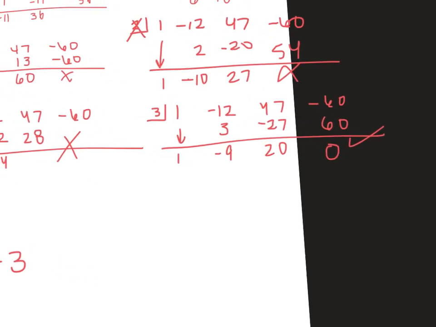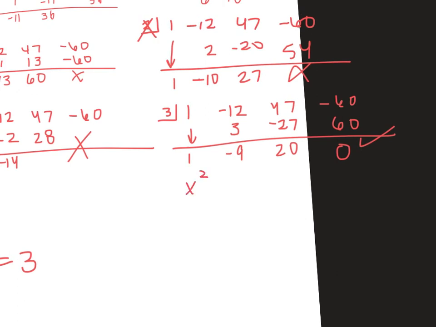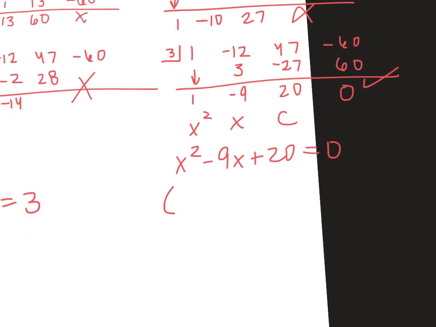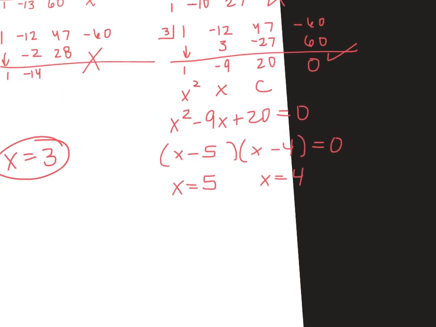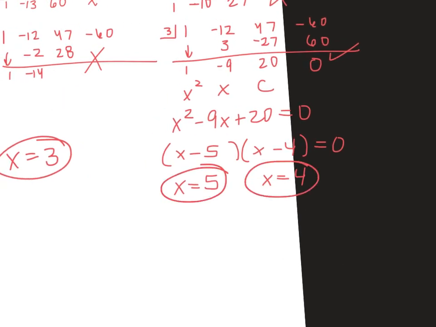So now I'm left with, this is x squared, this is x, this is my constant. So I'm left with x squared minus 9x plus 20 equals 0. Can I factor this? Are there factors of positive 20 that multiply to give me positive 20, but add to give me negative 9? What are they? Perfect. x minus 5, x minus 4. So you have zeros at positive 5 and at positive 4. I have how many of them? 1, 2, 3. Everybody with me?